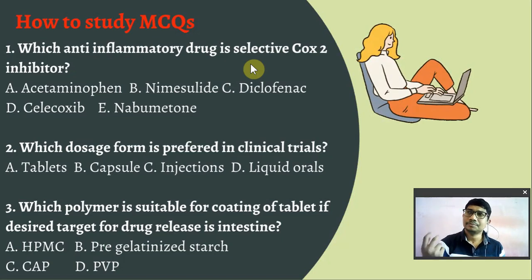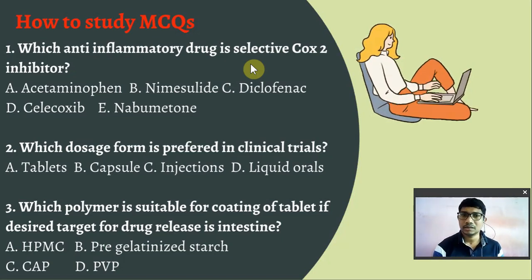Then again, diclofenac is also used in different kinds of pains, inflammation, and pyrexia. The uses are very important. Then this drug is also used in veterinary practice. Okay. So you have to read in this manner.